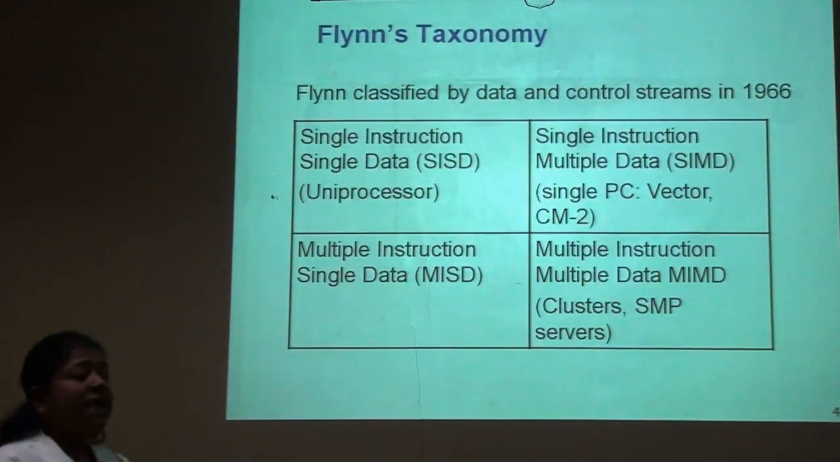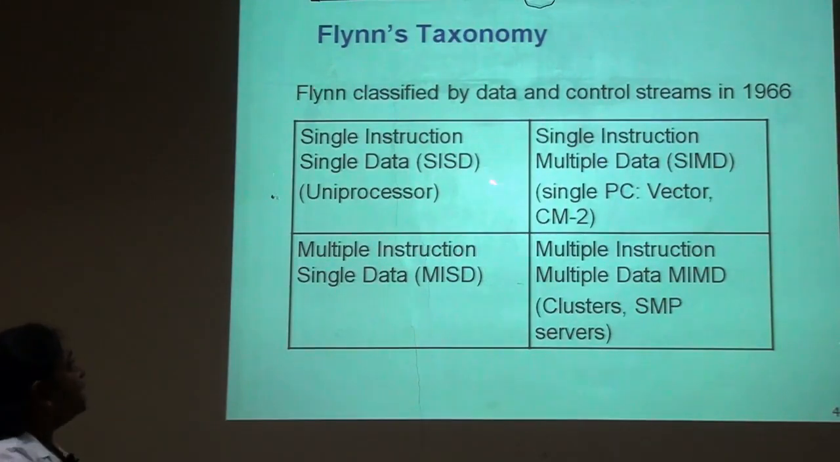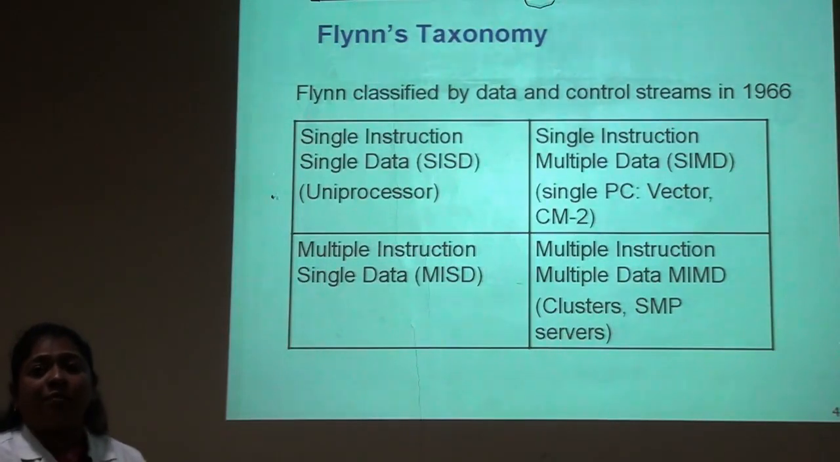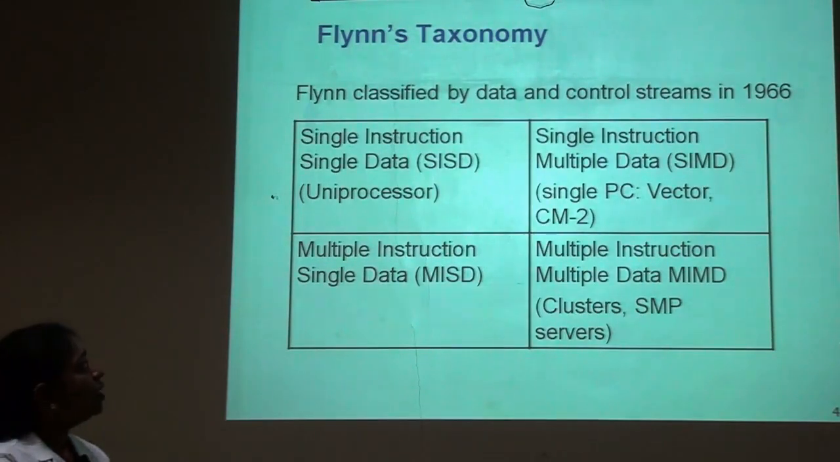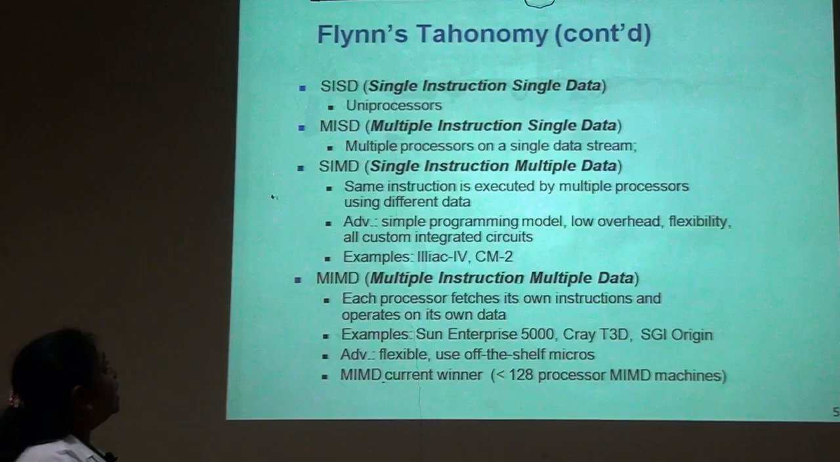In Flynn's taxonomy, we have four classifications. The first one is single instruction, single data. The example is the uniprocessor, where only a single processor is used. The second one is single instruction, multiple data. Here the examples are vector processors and CM2. The third one is multiple instruction, single data. And the fourth one is multiple instruction, multiple data. The examples are clusters and SMP servers.